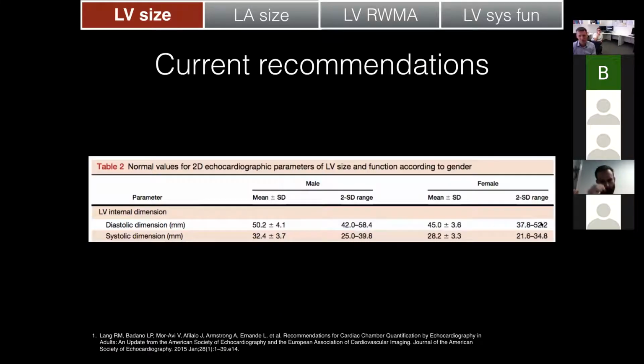So here you go. Here are your diameters that we can use. So, normal values for 2D echo parameters. We've got males, and they normally use the upper value of the 2 standard deviation range, so 58, and then the upper limit is 52 for girls here. So 58 and 52 are the standard values that we'd use for saying the ventricle is starting to get dilated.